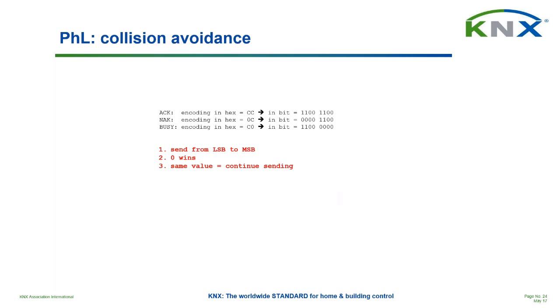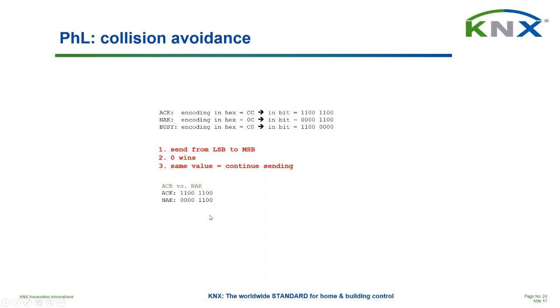So just to compare, I repeat again the principle. It is always sent from least significant bit to the most significant bit. 0 wins because it's the active signal. In case of the same value, both devices will continue sending. So for example, there would be a collision, or if I would have at the same time a device sending an acknowledgement and a negative acknowledgement, then this is the situation, right?